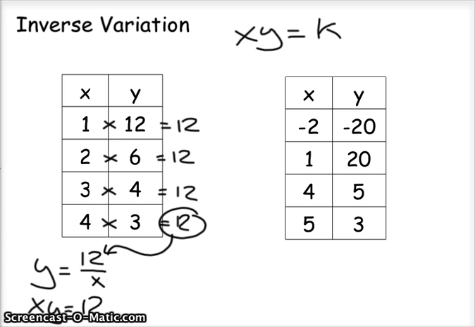Looking at our second table, negative 2 times 20 is going to be a positive 40. And then 1 times 20 is going to equal 20. And obviously already you can see that this one is not going to fit the pattern because we have two products that are both different. Continuing on though, 4 times 5 equals 20, and then 5 times 3 equals 15. So this is not inverse variation because all of our terms do not have a constant product, and therefore it's not.